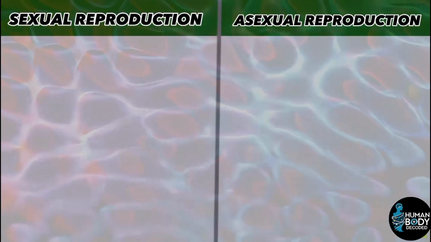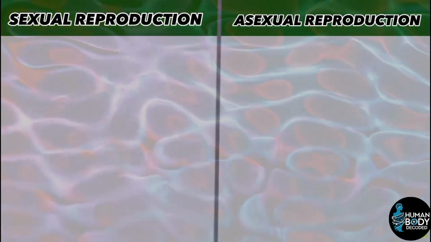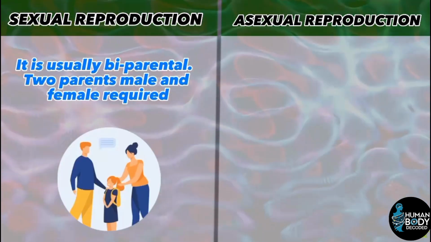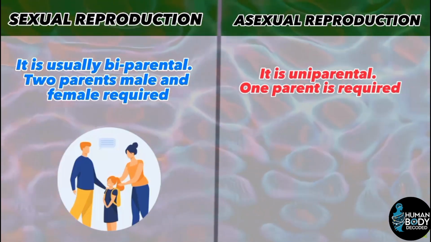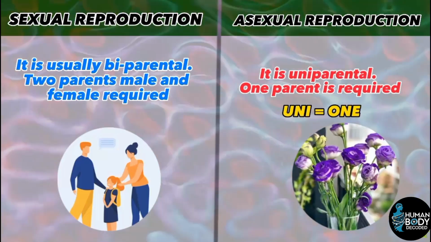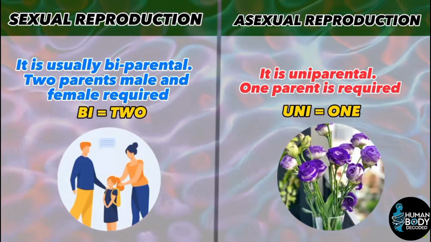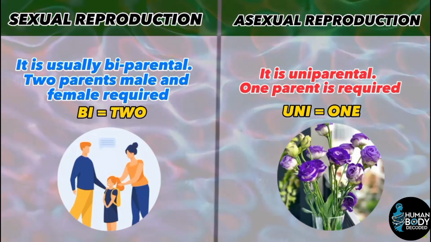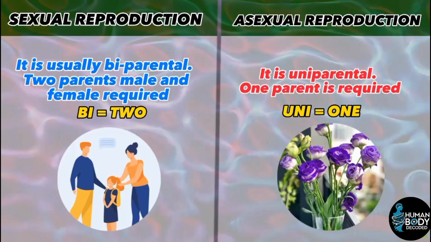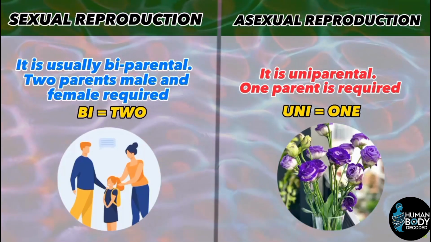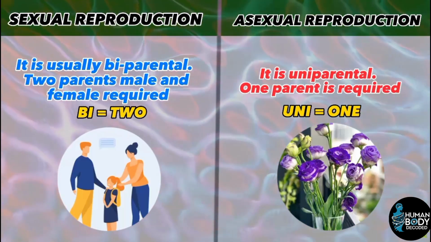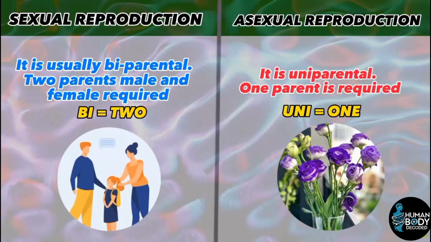The first difference between sexual and asexual reproduction is that sexual reproduction is called biparental. Asexual reproduction is called uniparental. Uni means one and bi means two. In sexual reproduction, two parents, male and female, are required, which is why it's called biparental. In asexual reproduction, only one parent is needed, which is why it's called uniparental.